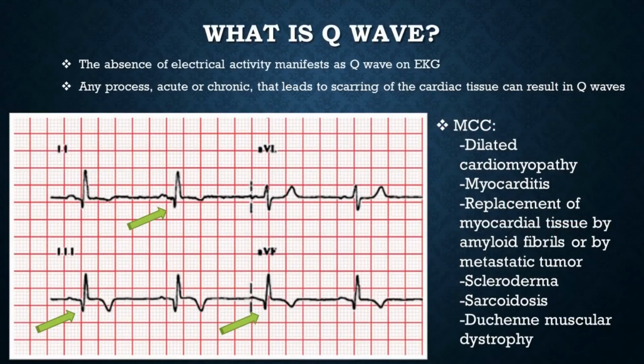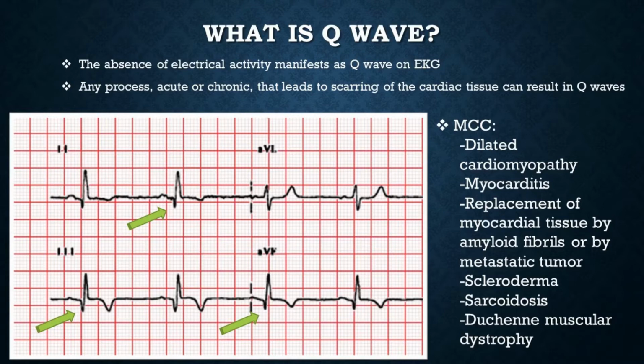ST changes in acute ischemia start with T-wave inversion, progress to ST segment elevation or depression, and finally result in Q waves. Pathologic Q waves are greater in height than a third of the subsequent R wave. Remember that any process, acute or chronic, that leads to scarring of the cardiac tissue can result in Q waves.